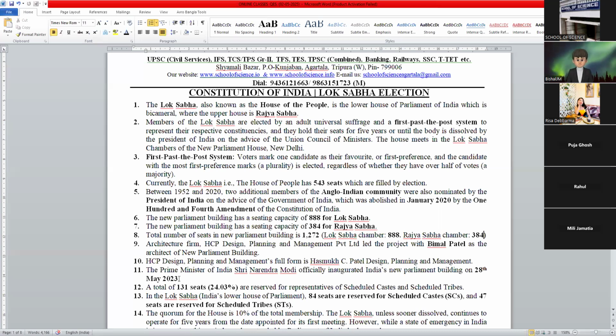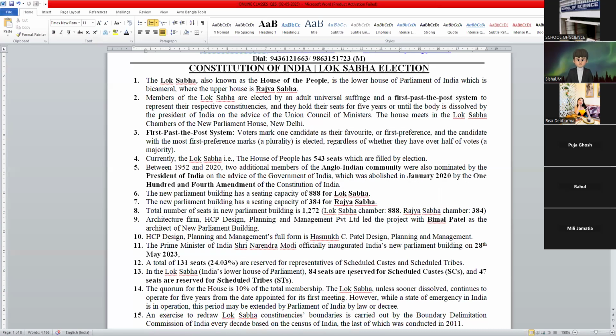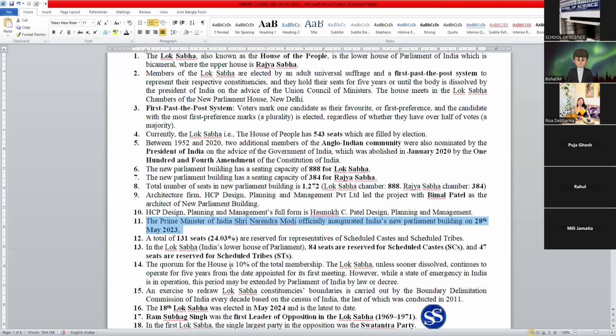Point number 11. The Prime Minister of India, Sri Narendra Modi, officially inaugurated India's new Parliament building on 28 May 2023. I repeat this point once again. The Prime Minister of India, Sri Narendra Modi, officially inaugurated India's new Parliament building on 28 May 2023.